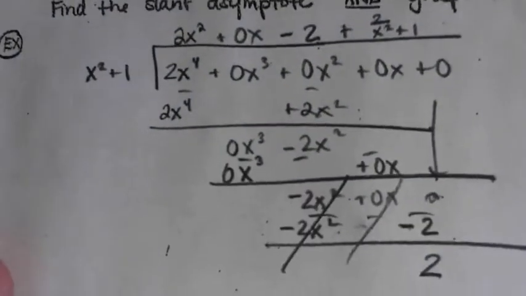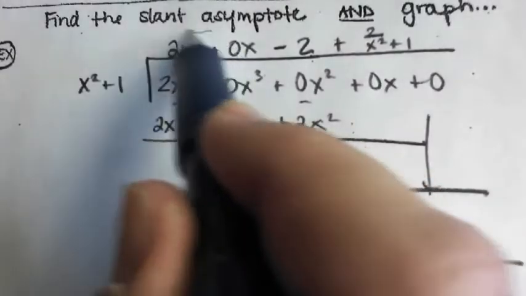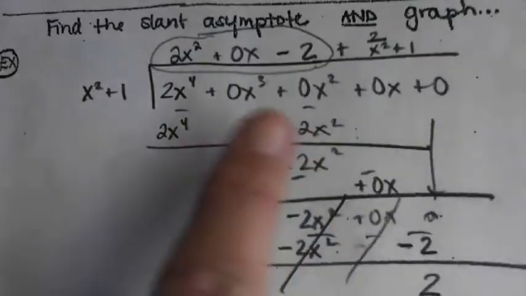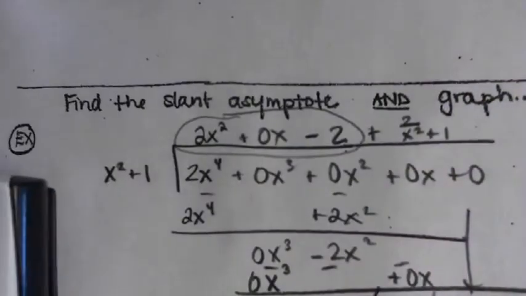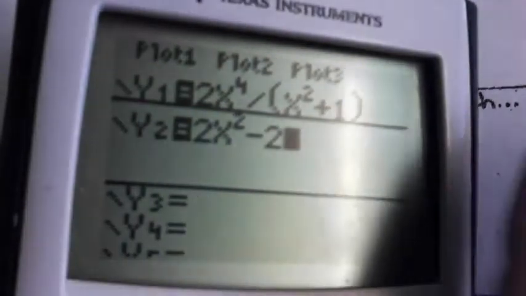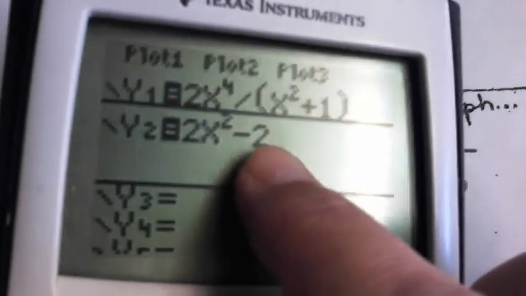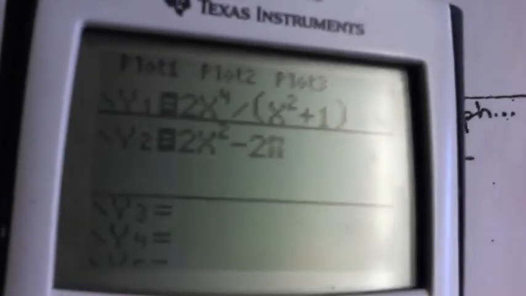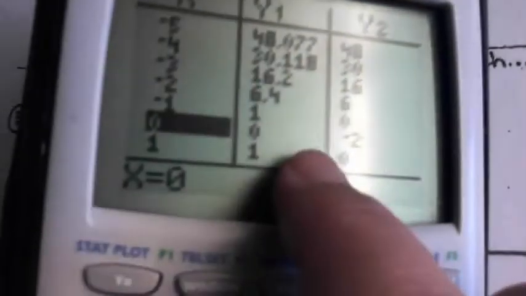So our graph is not a perfect parabola. But this parabola is the asymptote that it's following. So I'm going to plug in this parabola, 2x squared minus 2, next to the original function just so that you can see that as we move towards the infinities, the y values of this one and the y values of this one are converging, getting closer together. You're going to see that best from the table. So here's your x coordinates and here's your y coordinates.